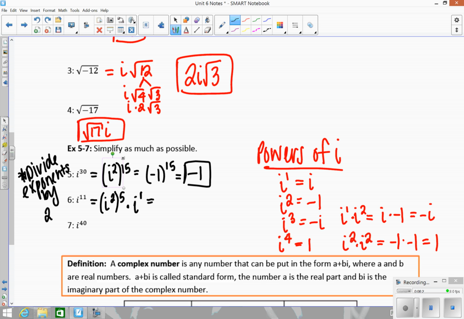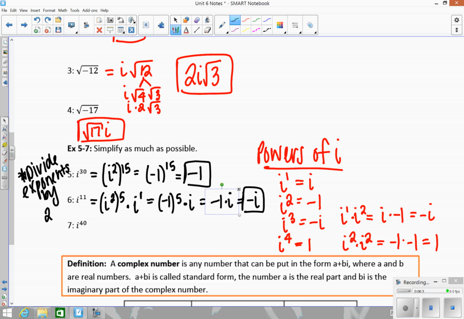So then what I do is I simplify this. So i squared is -1. i to the first is just i. So -1 raised to the 5th is going to stay negative, times i, which is going to be -i.